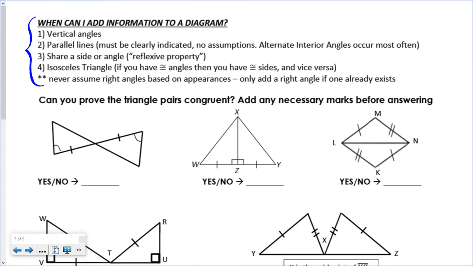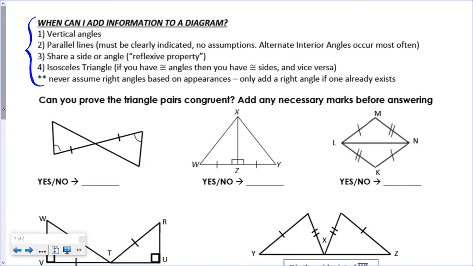If they share a side or an angle, that's a reflexive property that we've seen already. Or if you see an isosceles triangle. That theorem we learned before, that if you have congruent angles, you have congruent sides and vice versa. These are the only 4 ways that you can add information. Also, never assume that angles are right angles. If you see that they're kind of intersecting and they look like a right angle, but you don't have a little box, you cannot assume that they are 90. It's very dangerous. Okay? So no assumptions, and you can only use these 4 methods.